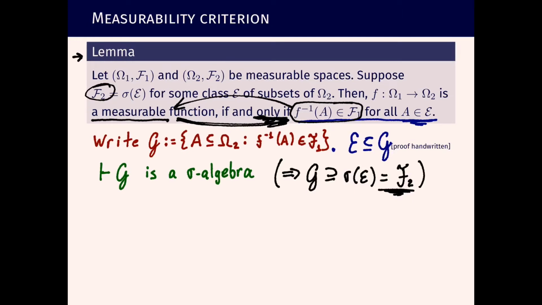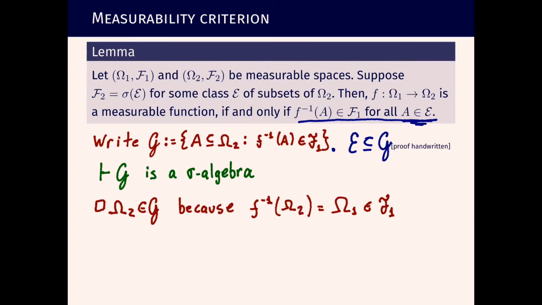So to prove the reverse implication, what we need now is to show that G is a sigma algebra. So the first of the three properties we need to check to conclude that G is a sigma algebra is quite easy. Omega 2 is a member of G because its pre-image is all of omega 1, and omega 1 is a member of F1 because F1 is a sigma algebra.